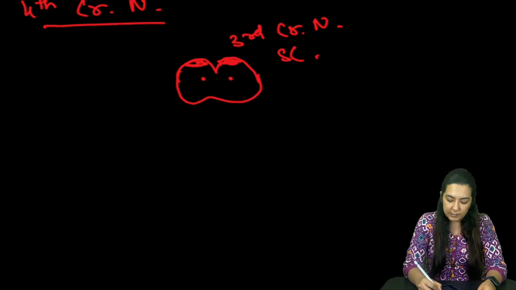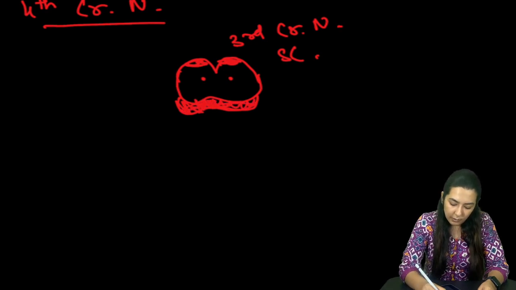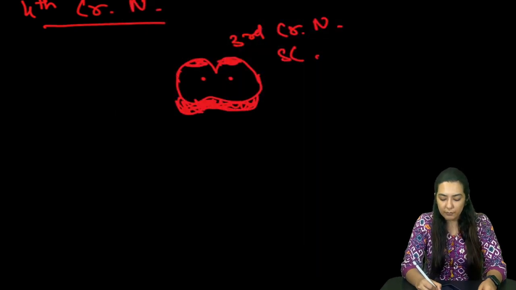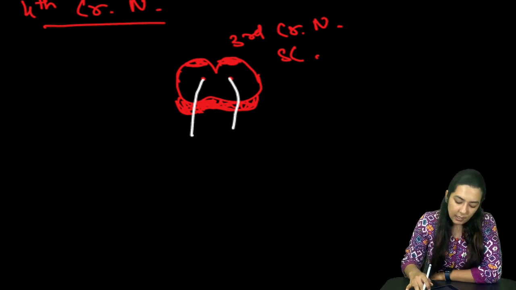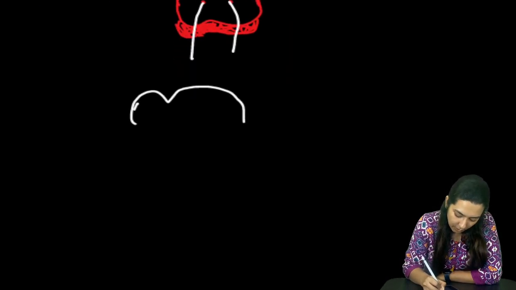This is the third cranial nerve, and these are your pyramidal tracts, the pyramidal pathway that I'll explain in CNS tracts. The third cranial nerve will arise from the nuclei in the midbrain at the level of the superior colliculus and leave the midbrain from the anterior side. But the fourth cranial nerve is different.